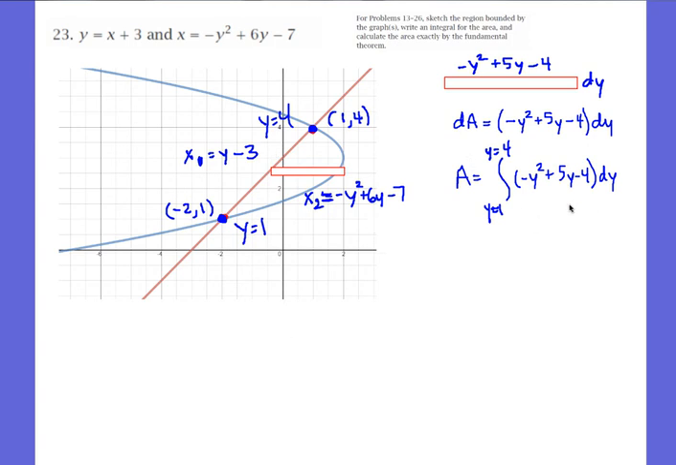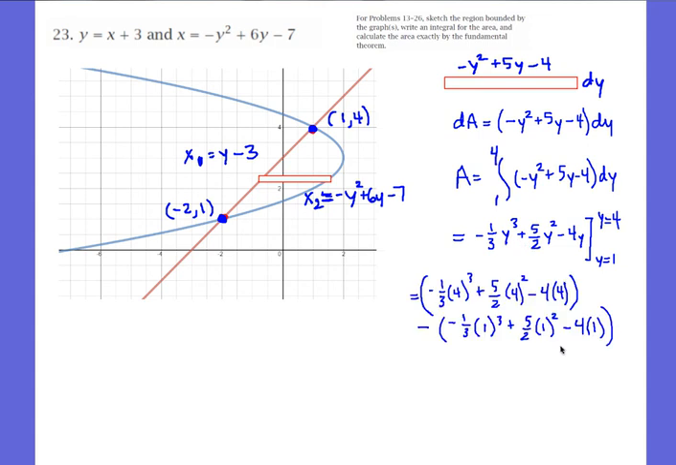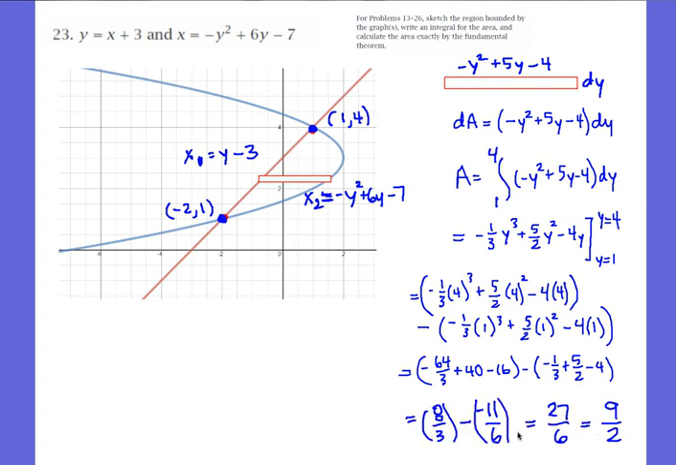So this just becomes a calculation then. We need to find an antiderivative of negative y squared plus 5y minus 4. So that actually winds up being negative 1/3 y cubed plus 5/2 y squared minus 4y. Evaluate that expression at 4, and then evaluate that expression at y equals 1. Find the difference of those two evaluations. And then we can say, wait a second, this is looking kind of familiar. So numerically, we've got some values here, and this winds up being the same as 9/2. You can pause the video and double check my arithmetic there.